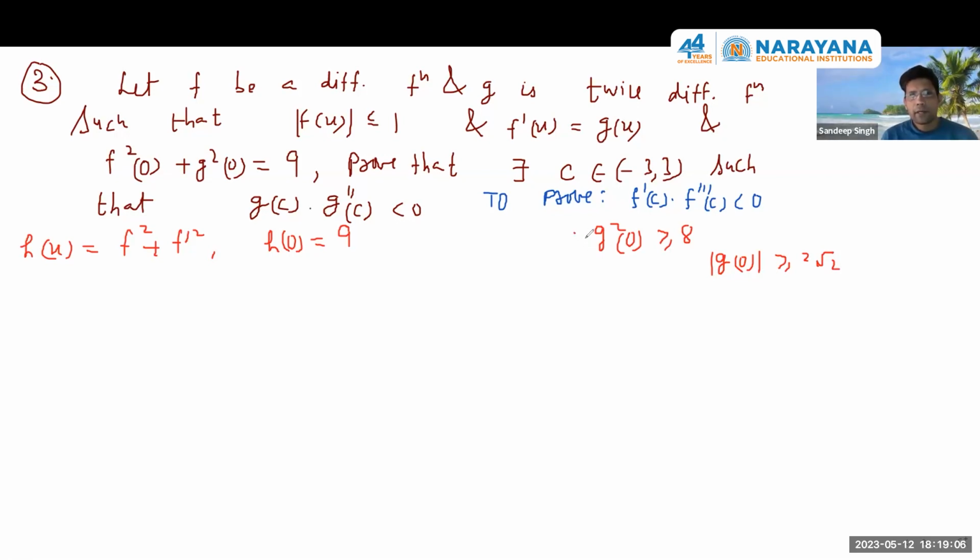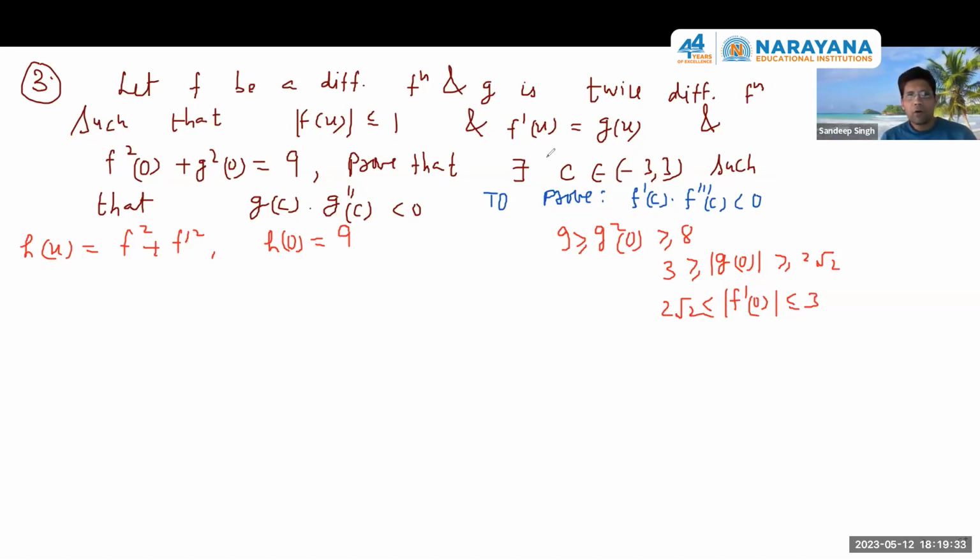Yes, less than, obviously, 9. So it will lie between 2 root 2 to 3. So this is the information with respect to G. Basically, G is nothing but F dash 0. So F dash 0 lies between 2 root 2 to 3. So this is the information that we have right now.